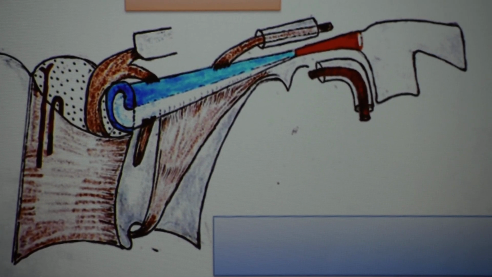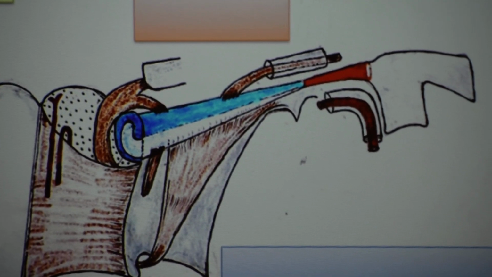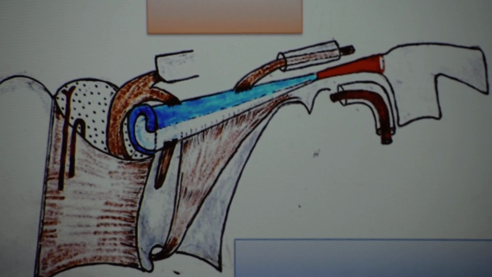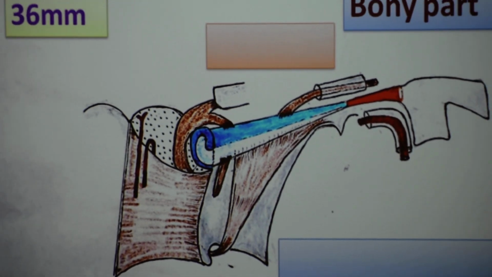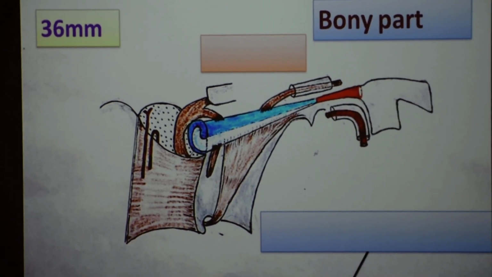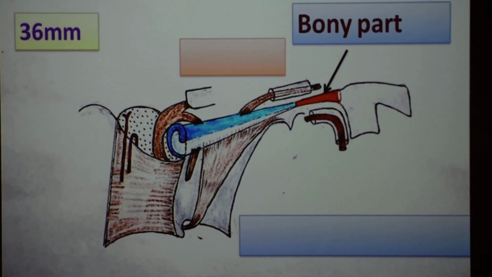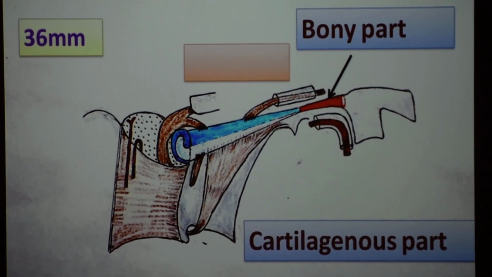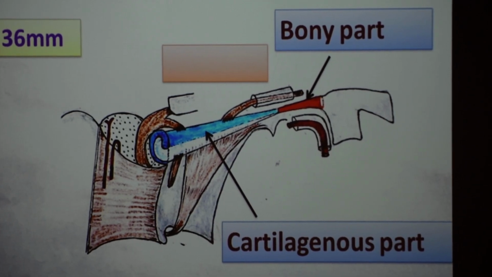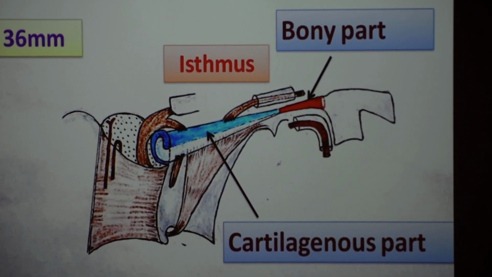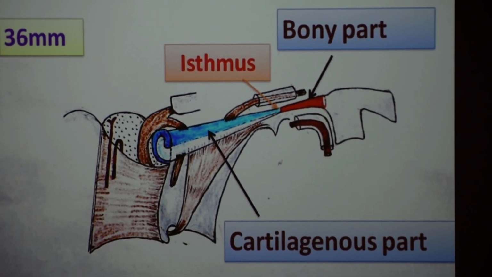Now the length of the auditory tube is approximately 36 millimeter. Out of the 36 millimeter, it is divided into two parts, bony part and osseofibrous part. So the bony part is orange in color in the diagram, and the fibrocartilaginous part can be seen as the bluish part. And connecting between the bony part and cartilaginous part is the narrowest part of the auditory tube, called the isthmus.